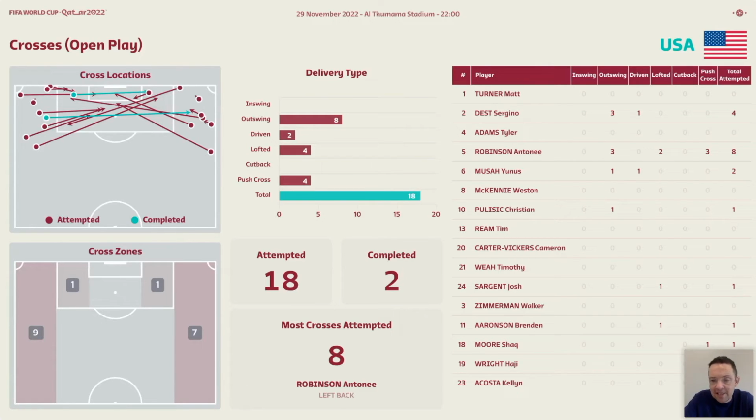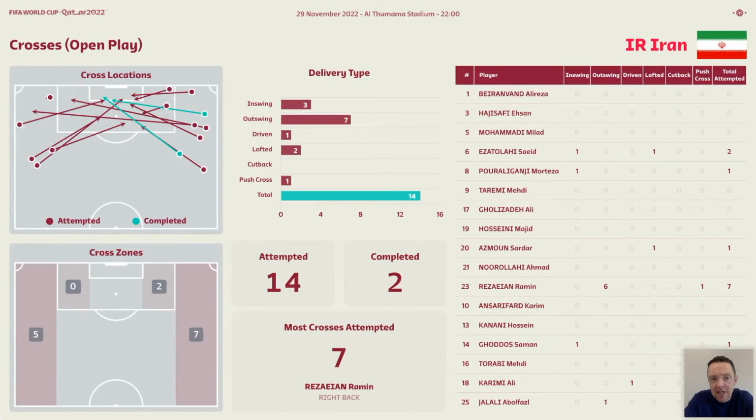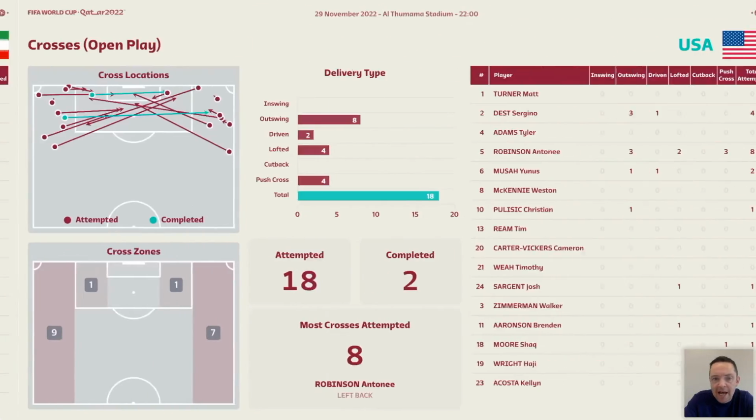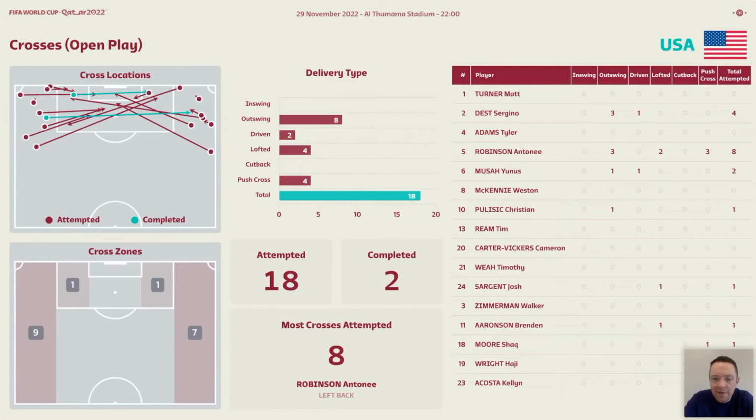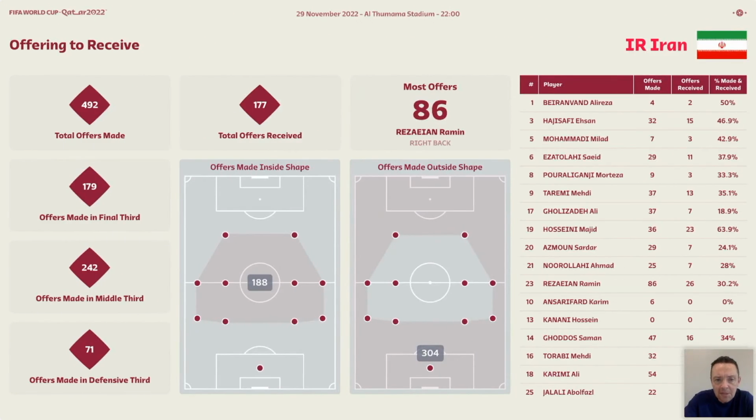And then on the left, you can see the areas of where those are from. Now, again, context gives you a good idea to compare this to the opposition. Iran had 14 crosses, and their right back got forward as well. The delivery type is also quite interesting. Outswingers. Iran were pretty high on outswingers. The US were pretty high on outswingers as well, with 8. I'm sure that's something we're going to find out in the technical report after the tournament is on as well. This one, again, really, really interesting.